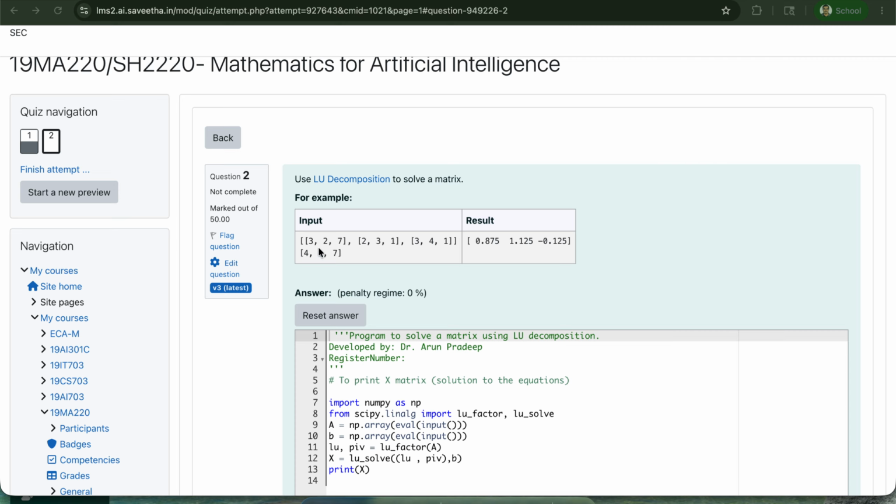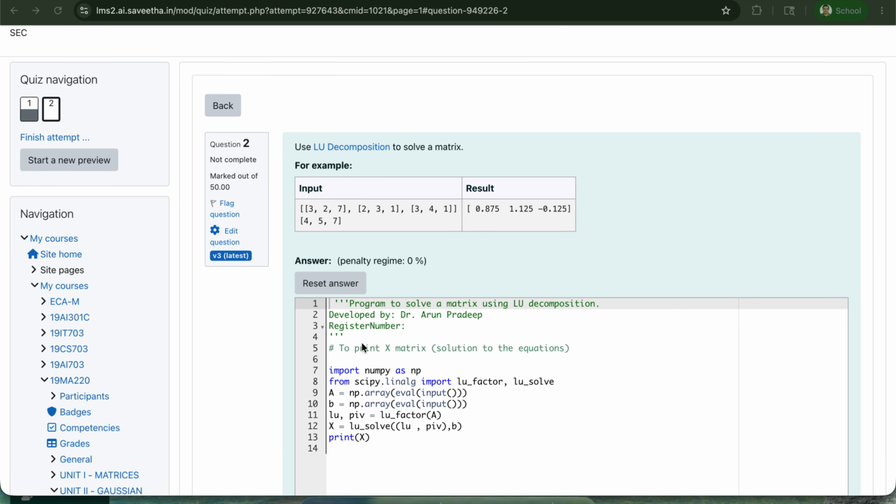You have to understand that your matrix is already given by the system, which I can translate as 3x plus 2y plus 7 is equal to 4, and 2x plus 3y plus 1z is equal to 5, and 3x plus 4y plus 1z is equal to 7. So this is your equation, and you have the expected result like this. Don't worry about the input, the system will automatically give it to you.